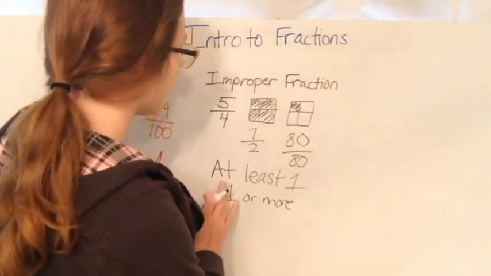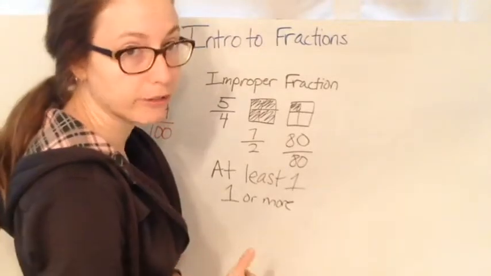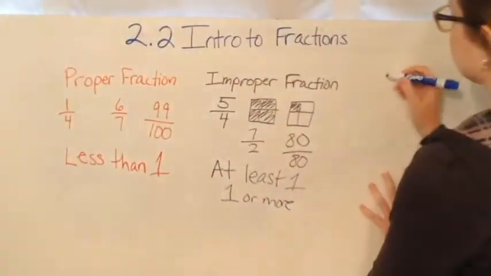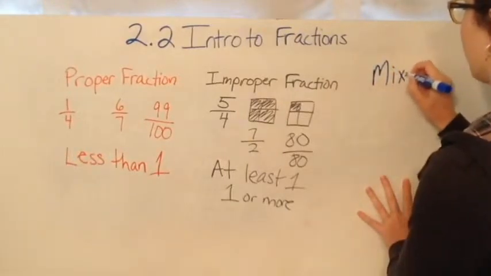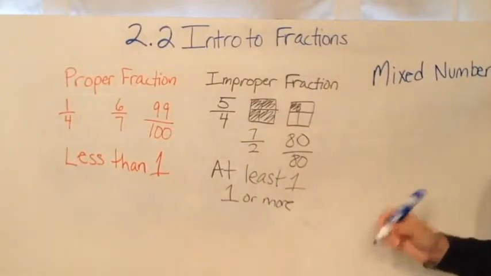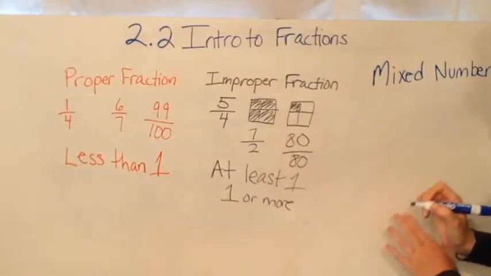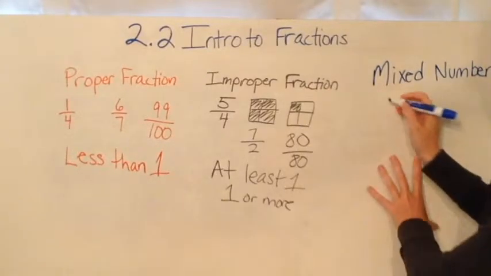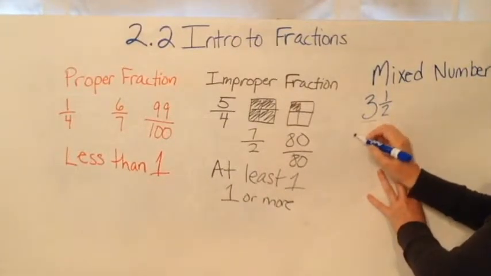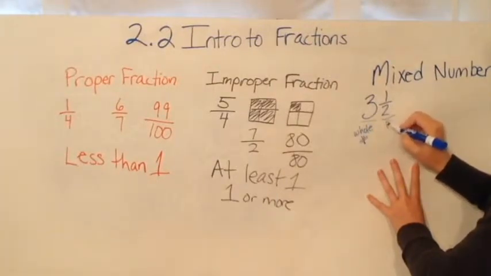Okay? And the final kind of fraction that we'll talk about is called a mixed number. It doesn't have the word fraction in it, but it does have fractions in it. A mixed number has more than one part. It has a whole number part and a fraction part. So an example of a mixed number could be 3 and 1/2. So 3 is a whole number, and 1/2 is a fraction.